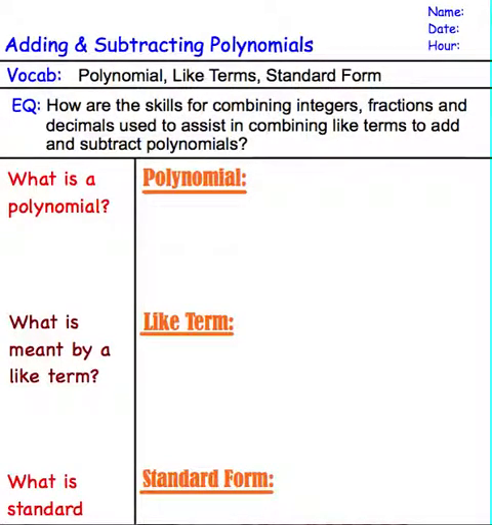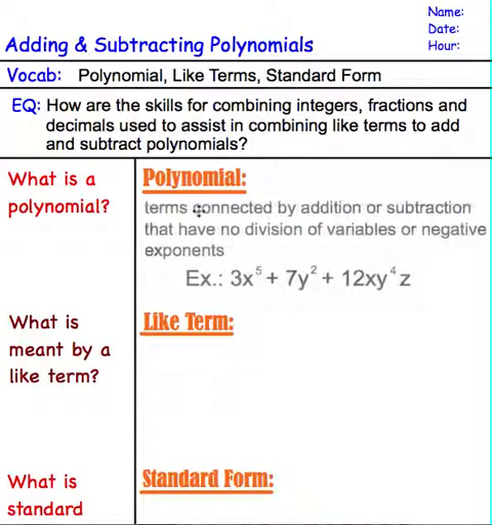Today we're going to take our knowledge of adding and subtracting and apply it to something new. This is something you haven't necessarily done before. We're going to work with polynomials. So what is a polynomial, you ask? A polynomial is terms connected by addition or subtraction that have no division by variables or negative exponents. So for example, 3x to the fifth plus 7y squared plus 12xy to the fourth z is a polynomial.